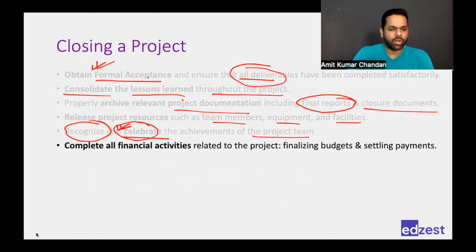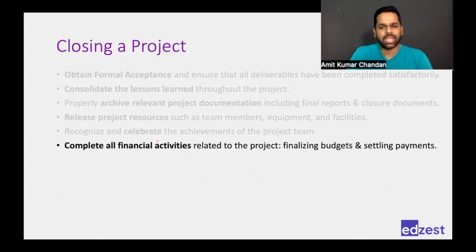Then complete all financial activities. Okay, whatever payments you have to do, whatever budgeting is to be finalized, reconciliation, whatever is to be done, do it. Ensure that all the payments are settled, all the suppliers are paid. So the financial activities are also completed, which means carrying out a financial closure.